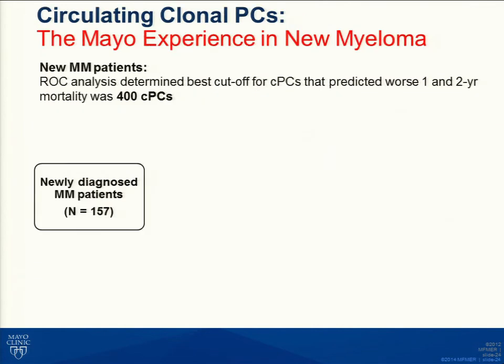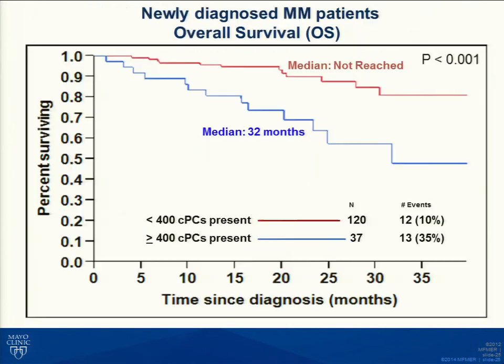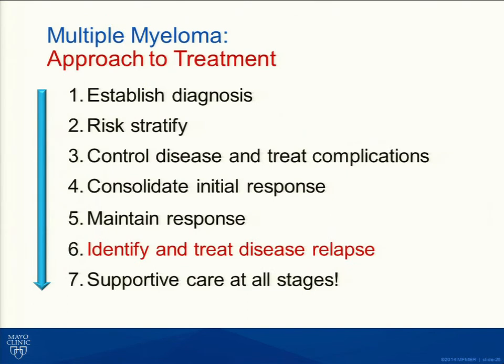What we found was we went through and stratified, looked at 157 newly diagnosed multiple myeloma patients, and found that if they had more than 400 of these circulating abnormal plasma cells out of 150,000 events collected, at 23 months follow-up, this is actual survival data, it was one of the strongest predictors for overall survival. So if you don't have a lot of circulating plasma cells, you survive well. More than 400, median survival is much worse. So that's really at diagnosis.